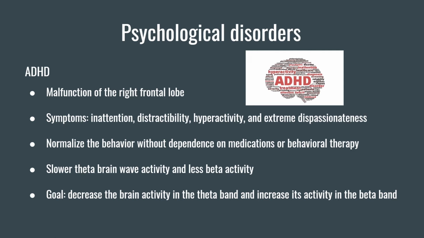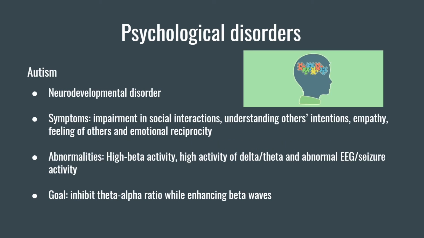Studies showed that people with ADHD have slower theta brain wave activity and less beta activity compared to normal people. In ADHD, the goal is to decrease the brain activity in the theta band and to increase its activity in the beta band, or to decrease the theta-beta ratio at the vertex. This treatment is effective in reducing hyperactivity, increasing focus, grades, parental consent from children's behavior, and improving indicators of sustained attention. Furthermore, neurofeedback is applied for treating autism.